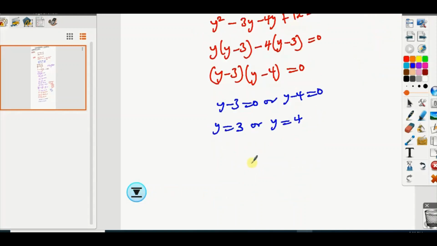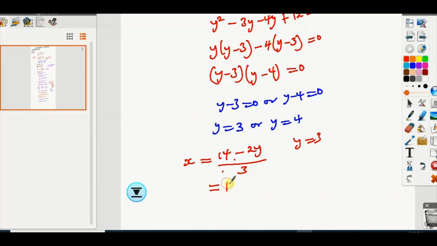So how can we find the value of x? You know, there is the third equation. It says x will be equal to 14 minus 2y, right, over 3. This is the third equation that we have. Now, we substitute the value of y into this equation, right? When y equals 3, what will be the value of x?